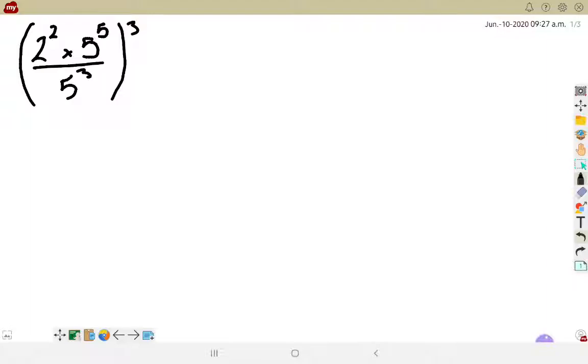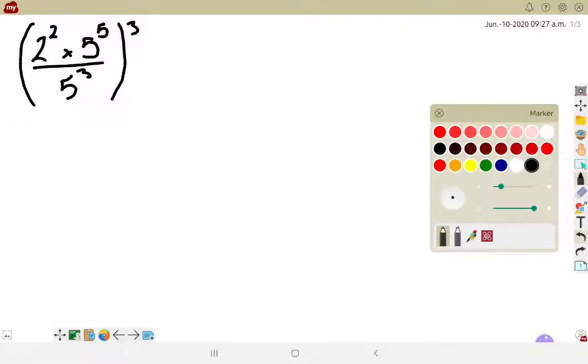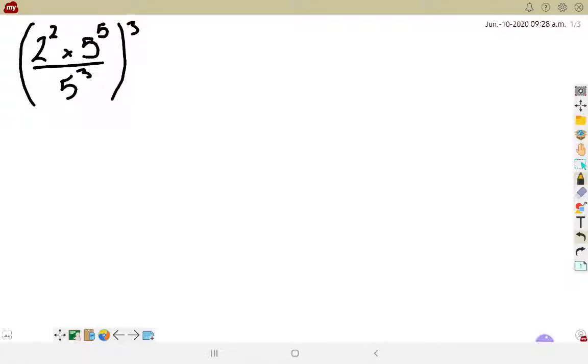So I'm going to use the exponent laws to simplify some very difficult expressions and make evaluating them actually quite simple. So with this one, I've got 2 squared times 5 exponent 5 divided by 5 cubed inside a set of brackets, and then outside the set of brackets I have an exponent of 3. So generally, as a rule of thumb, what I like to do is try to simplify inside my set of brackets first if I can.